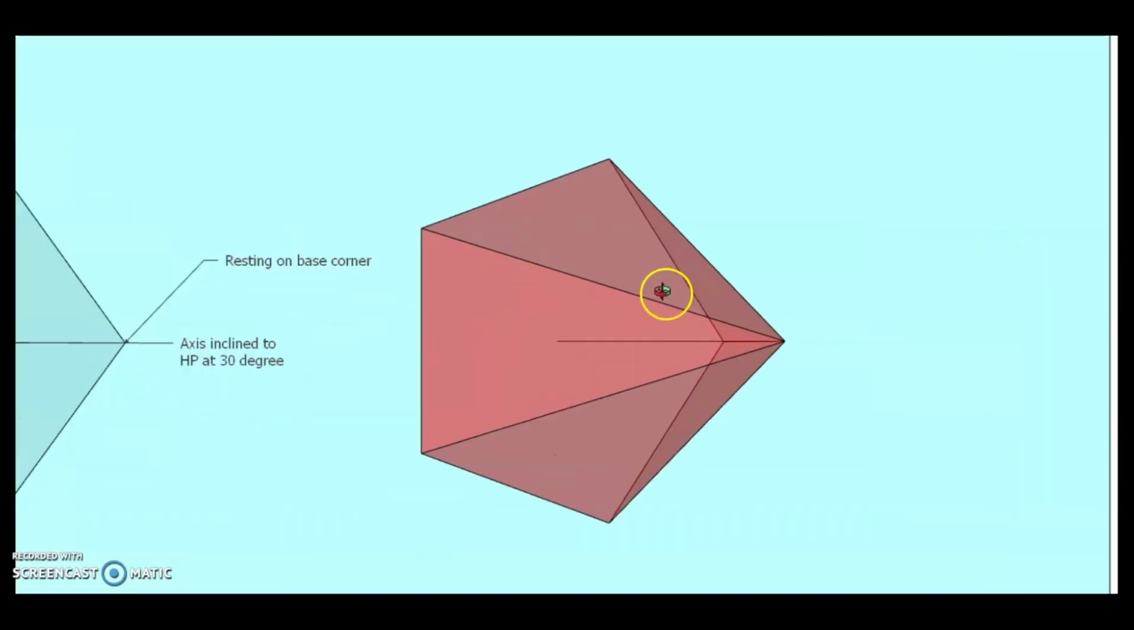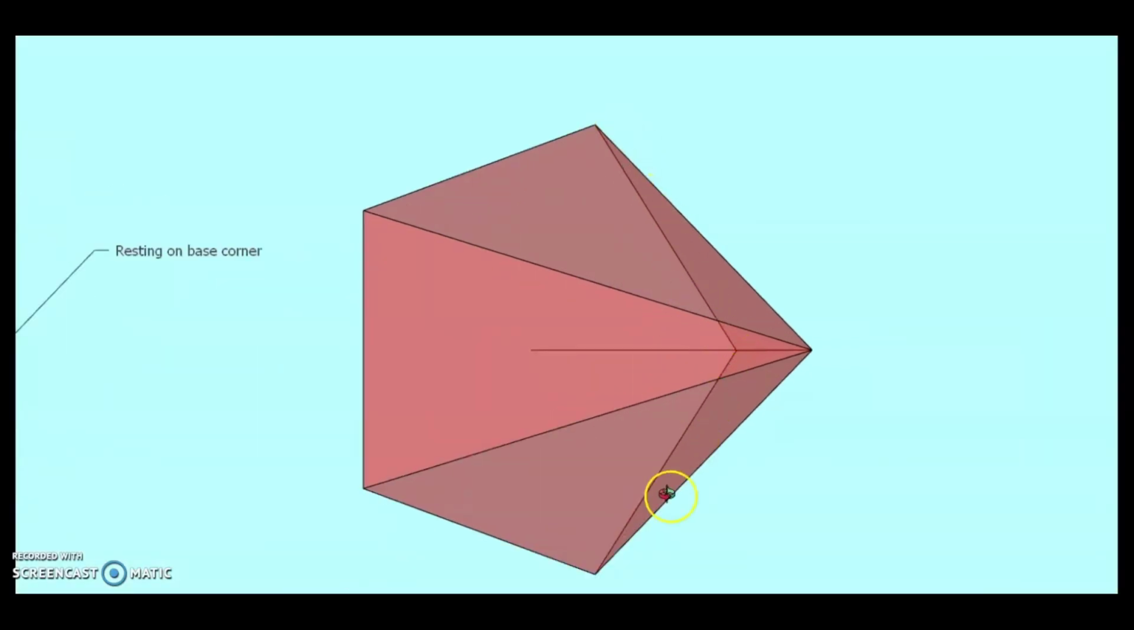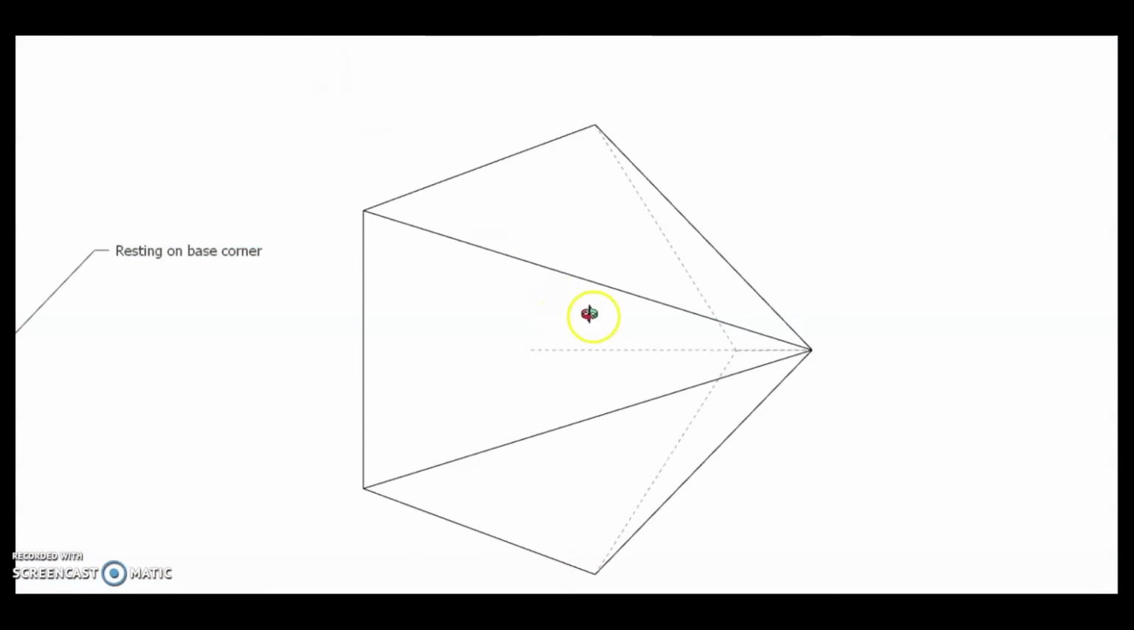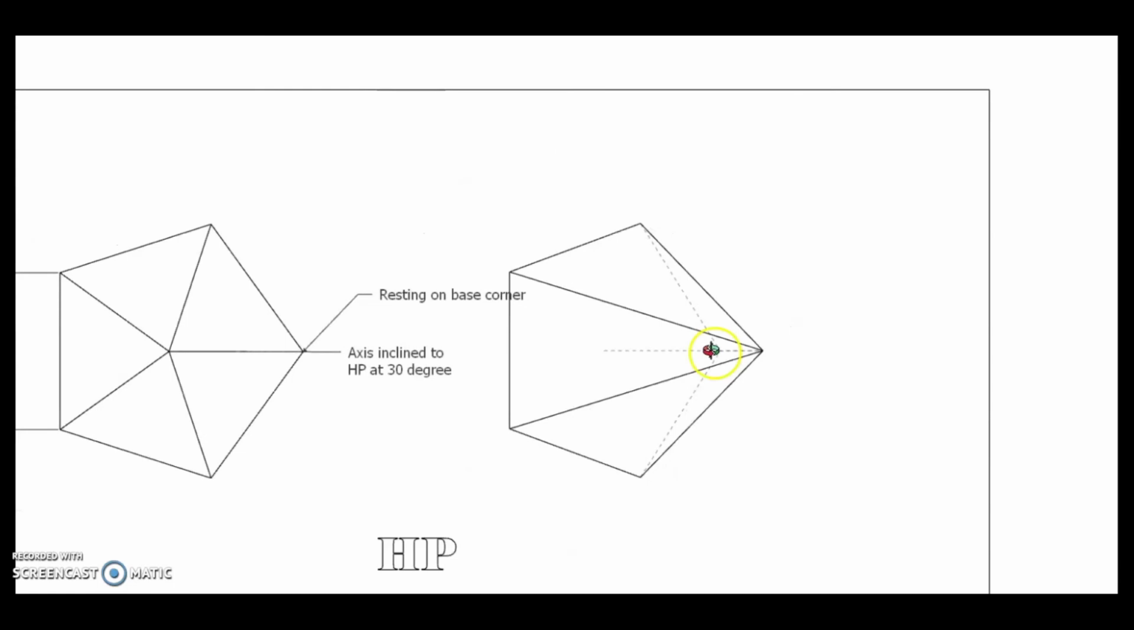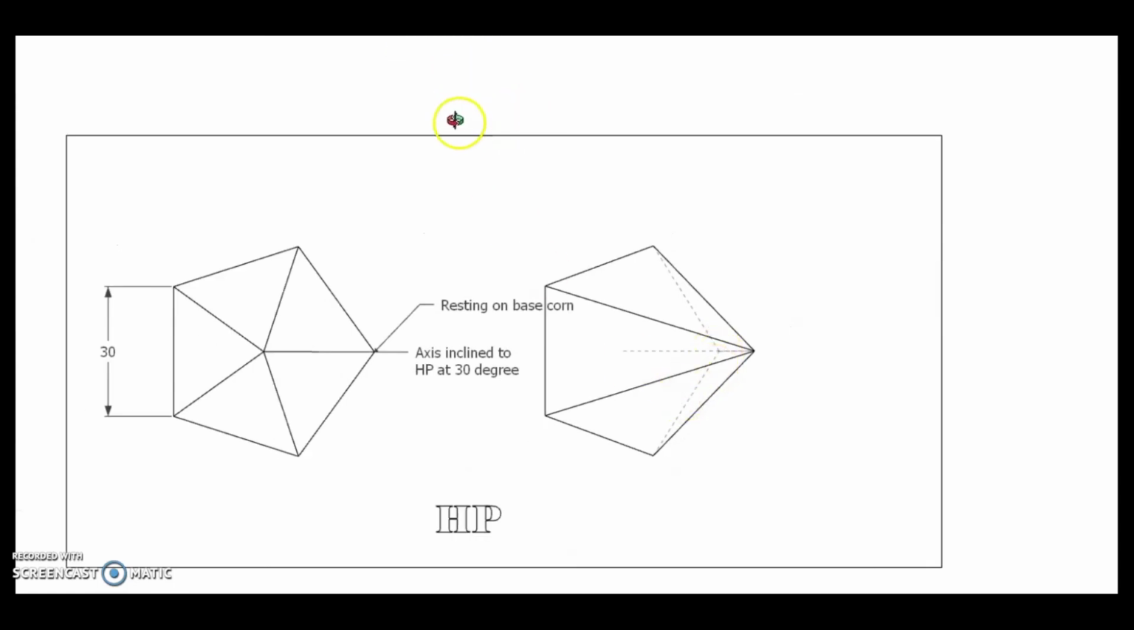Now consider the hidden portion. For this, the hidden portion will be like this one. These are base edges which are not visible from the top side, so we have to show them by dotted lines. So this is a base edge line, this is a base edge line, and this is a slant edge. This is the axis, which we have to show by a center line. So the top view will appear like this one.